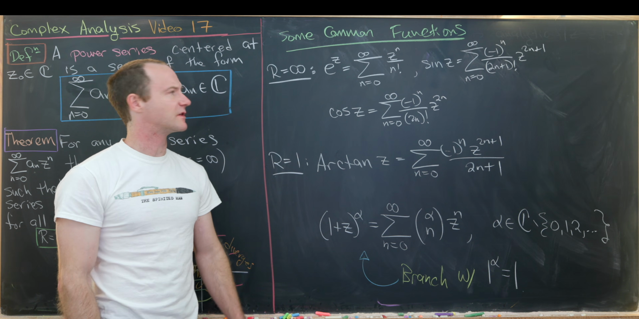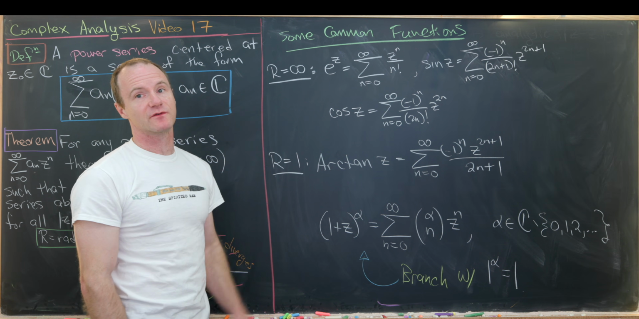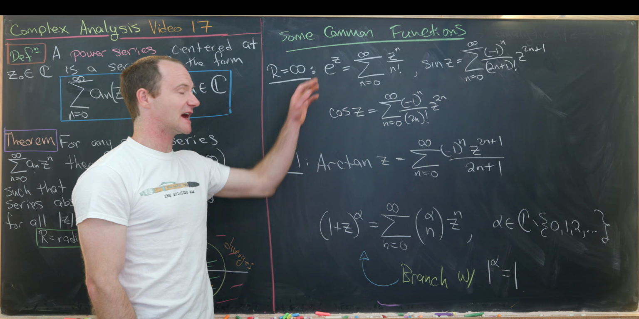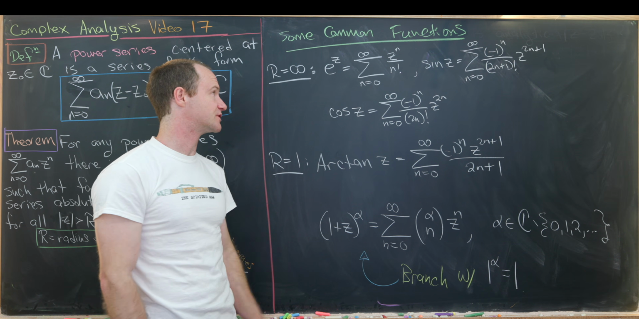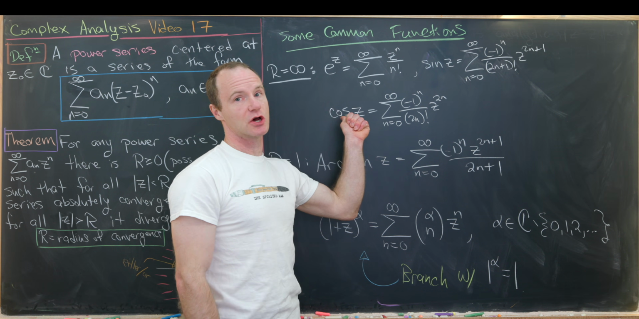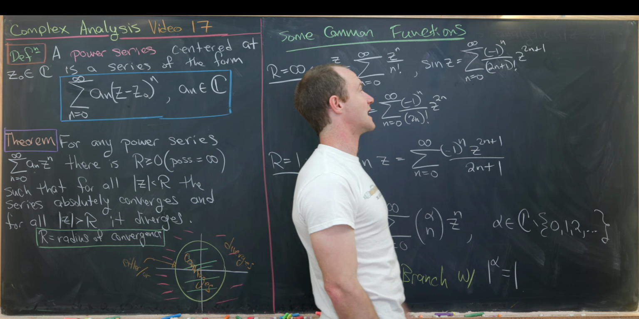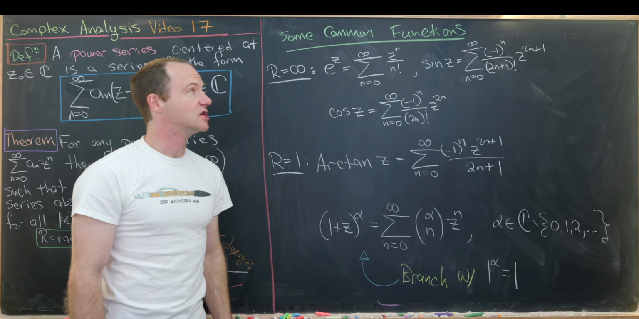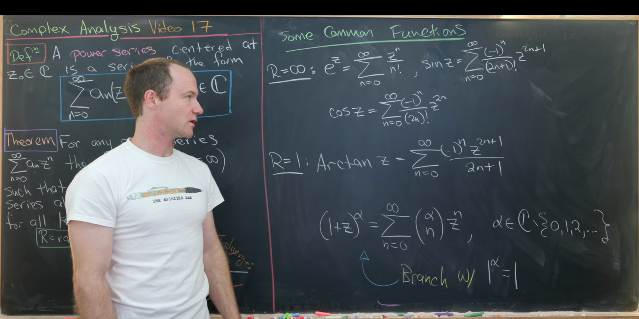So here's some common functions. The first couple we'll look at will have a radius of convergence of infinity. So we have the exponential function e to the z can be expanded as the sum as n goes from 0 to infinity, z to the n over n factorial. Then we have sine and cosine. So sine is the sum as n goes from 0 to infinity of (-1) to the n over (2n plus 1) factorial, and then z to the 2n plus 1.